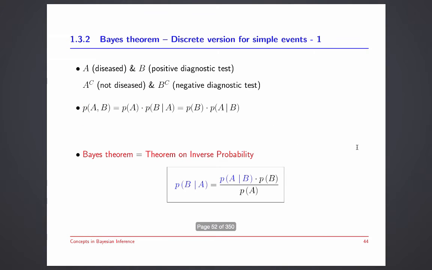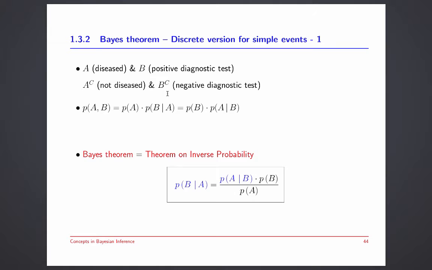So Bayes' theorem will help us to combine this prior with the data in order to obtain a posterior. The simplest case of Bayes' theorem occurs when there are only two possible events, say an event A and an event B. For example, A represents the disease status of a patient, diseased, and we denote a patient which is not diseased by AC. B indicates the result of a diagnostic test. B is a positive diagnostic test and BC corresponds to a negative diagnostic test.